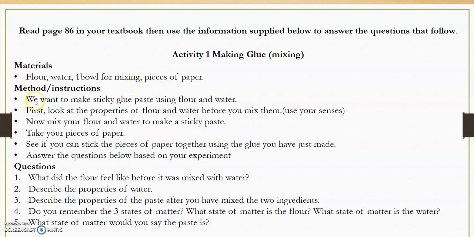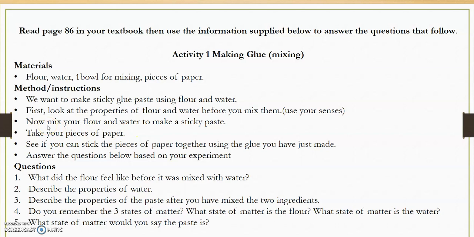All right. Then the method. What do we need to do? The instructions. We want to make sticky glue paste using flour and water. So first of all, before you mix your ingredients, I want you to look at the properties of flour and water before you mix them. Okay? Just look at them, use your senses. What are the properties? What does flour look like? What does flour feel like? Okay? So use your senses there to help you describe the properties of flour and water.